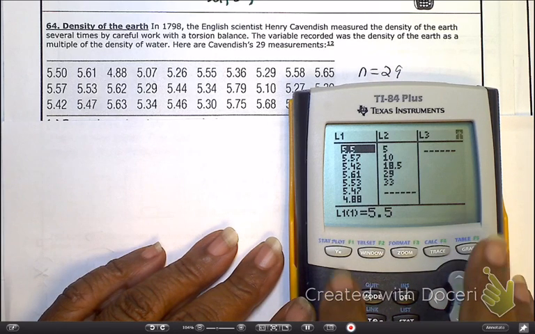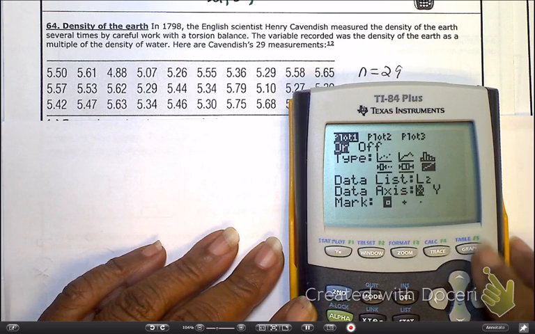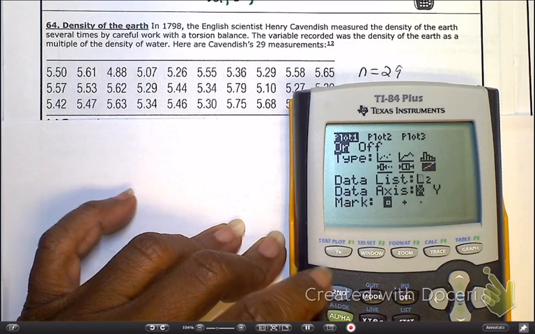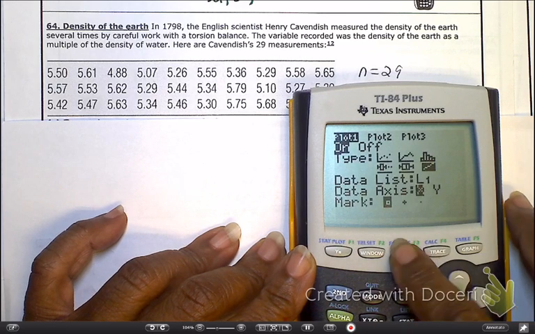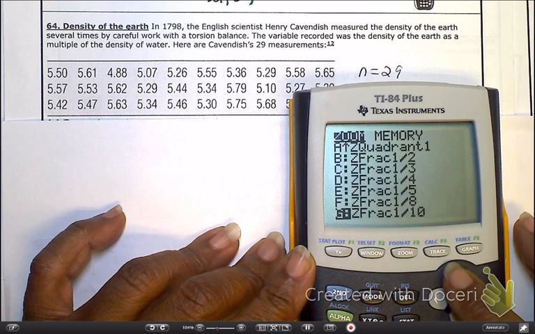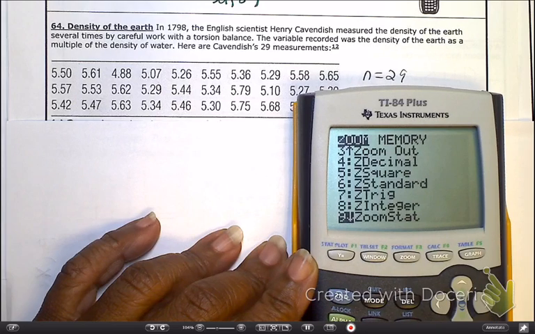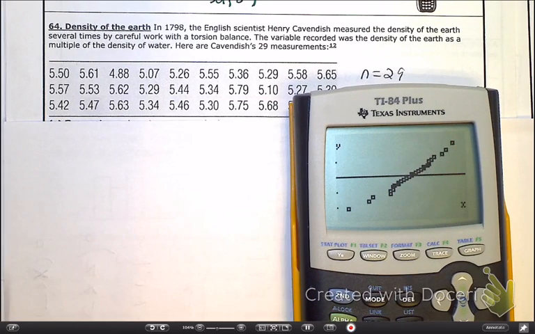So I'm going to go to second plot. I'm going to have the plot on. I already took myself to the normal probability plot. Press enter. Let's put it in my L1. Remember, second above the number 1. And then I'm just going to calibrate it by going zoom stats. And there is our graph.